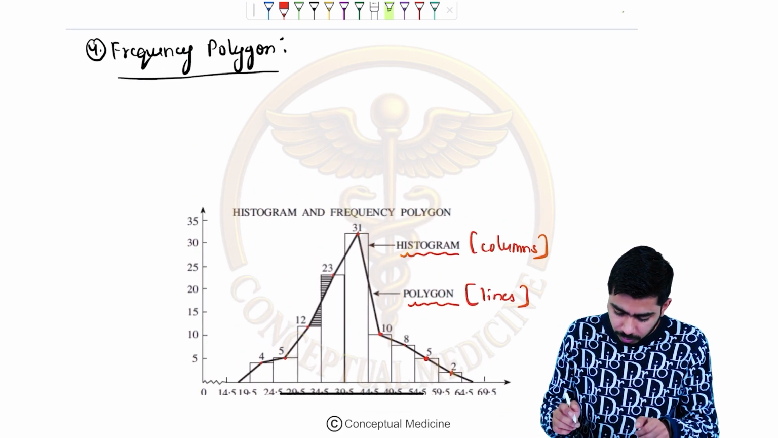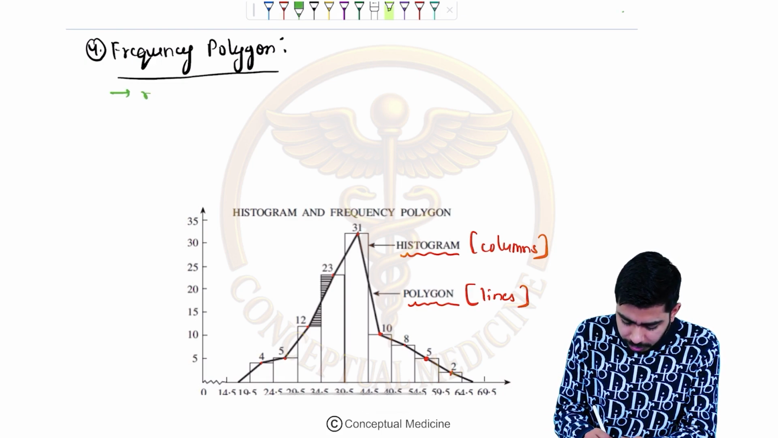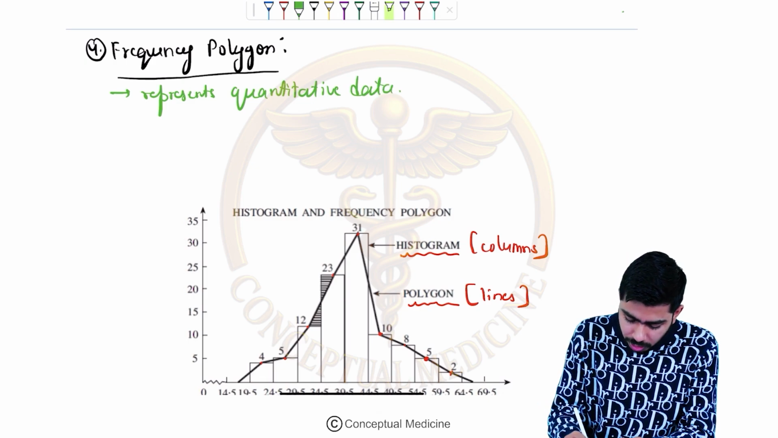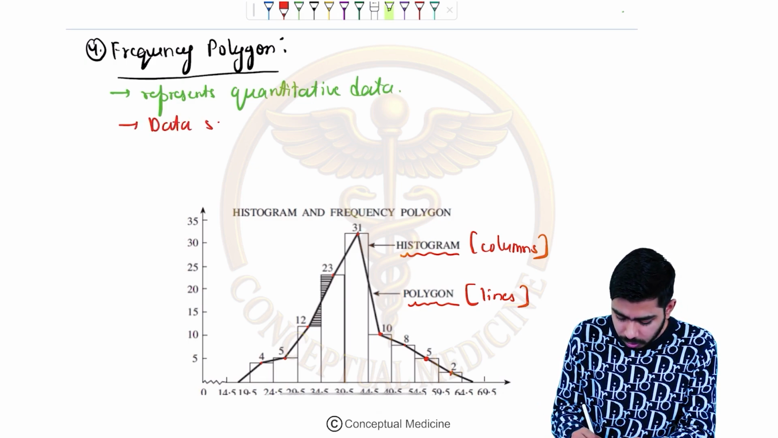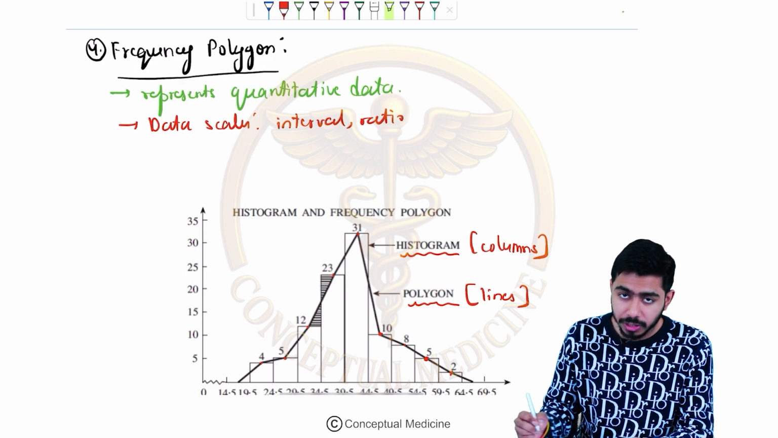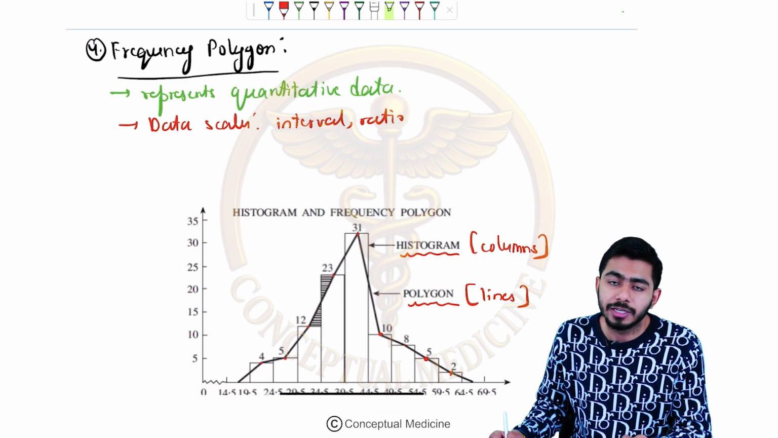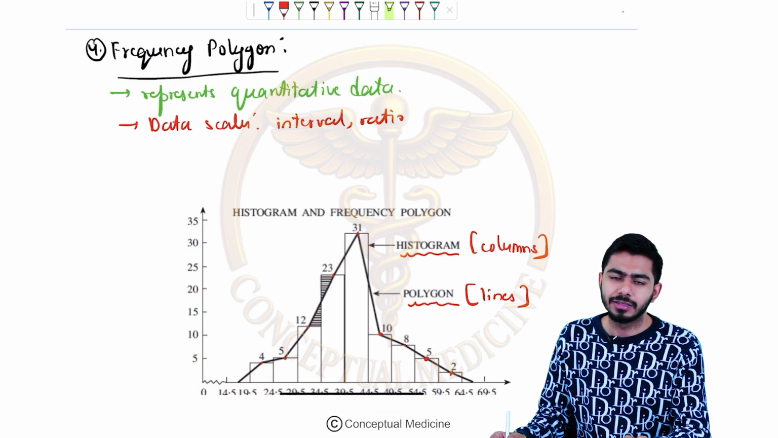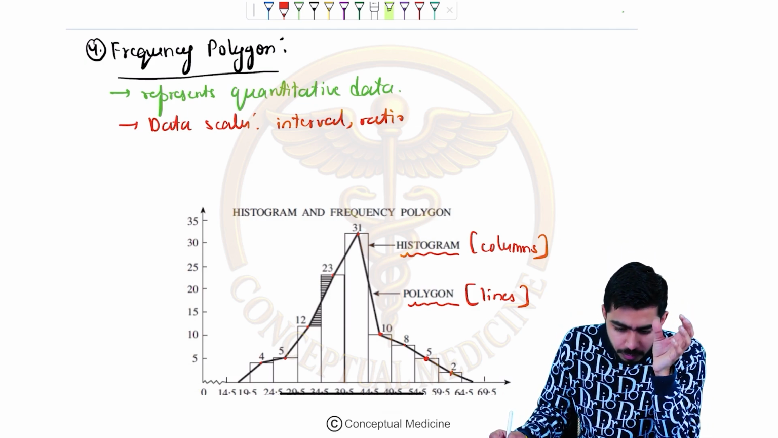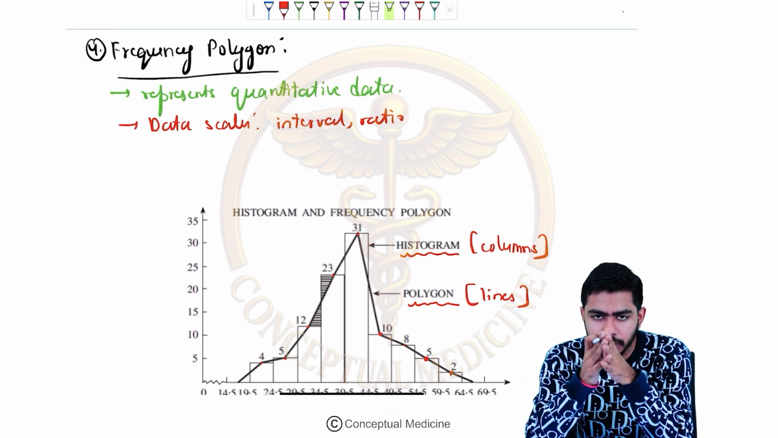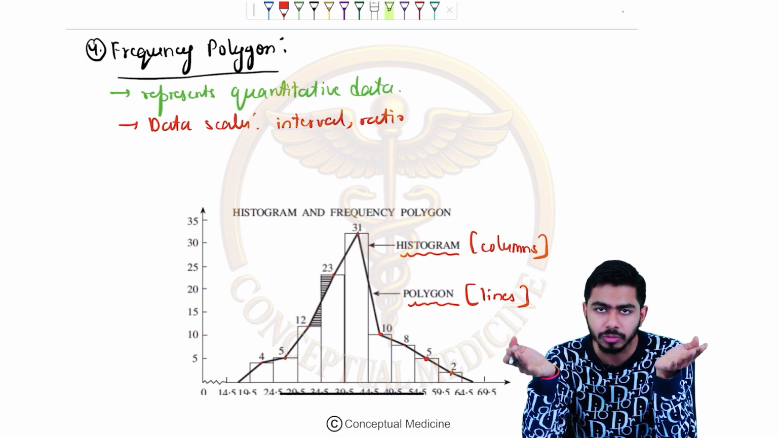About the frequency polygon, again some very important points. It represents the quantitative data. Which data scales? Interval and ratio, because these are the data scales represented by numerical data, that is, quantitative data. In the frequency polygon, we take the midpoints of each class interval and join them together with straight lines. That is called the frequency polygon. I hope you got this point.